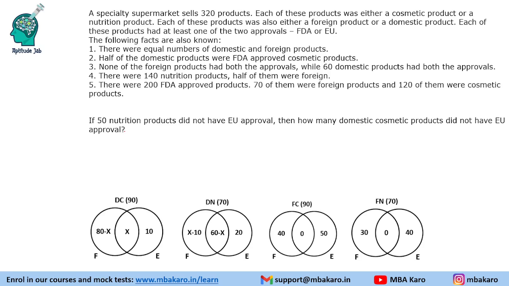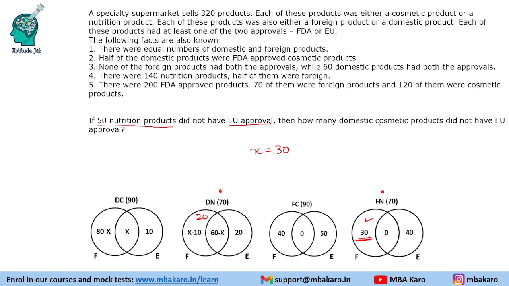If 50 nutrition products did not have EU approval, then how many domestic cosmetic products did not have EU approval? Okay, 50 nutrition products did not have EU approval. So we need to deal with nutrition products that did not have EU approval. Okay, so these are the products that do not have EU approval. Okay, 30 here, so that will be 20. We have 50 products that do not have EU approval. So we have 30 value here. This should be 20. So x minus 10 is 20. We will put x equal to 30.